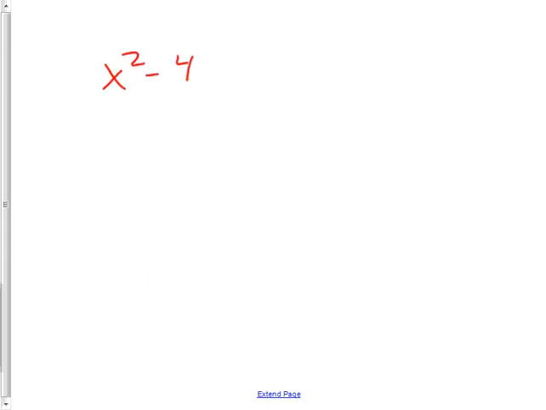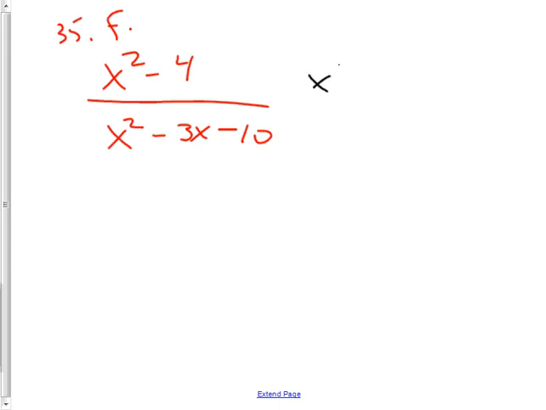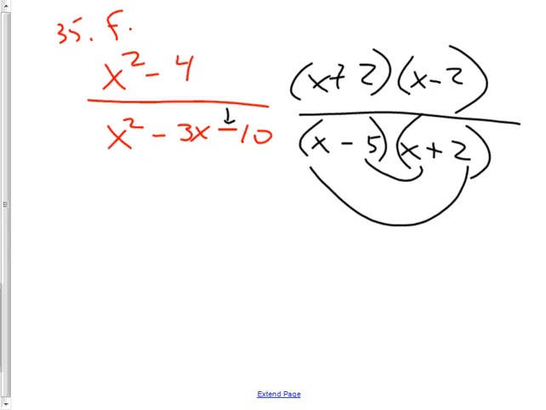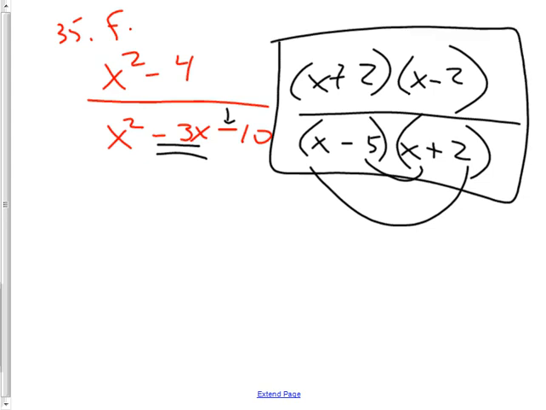Okay, (x² - 4) / (x² - 3x - 10). And this was number 35F, if I got the right one. Okay, then you factor the top and you go (x + 2)(x - 2) over factoring x and x. And how do I make a 10? A 5 and a 2 is probably going to work. 5 and a 2, and then one of them needs to be negative so I can make this negative. So I'm going to go with a -5 and a +2, and check it outside and inside, make -3x, which is what I want. Okay, great. There is my answer.